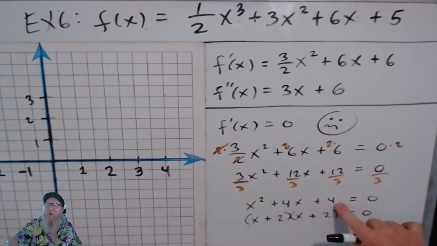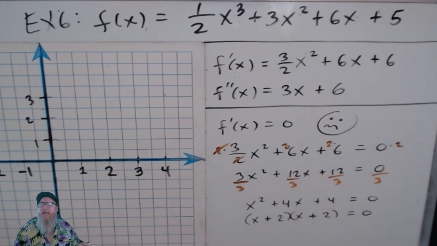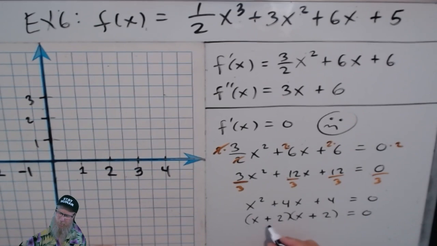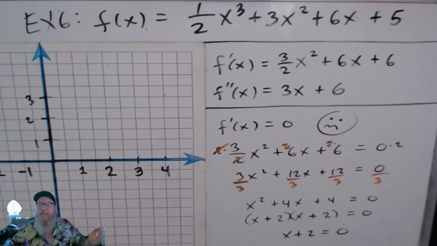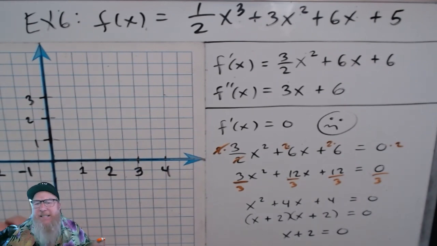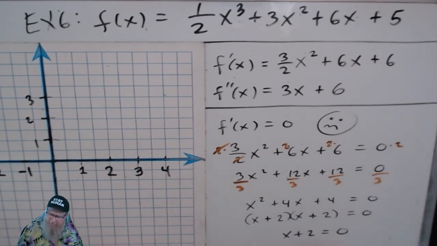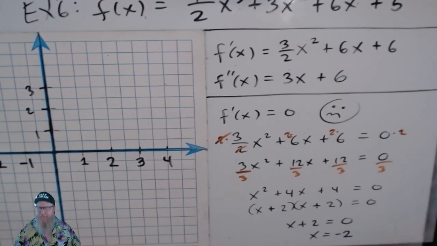2 times 2 is 4, and 2 plus 2 is also 4, so you get 2 copies of the same factor. When you get 2 identical factors, you don't have to solve them both. Just pick one of them because they're twins. You're going to get 2 copies of the same answer. I don't need to see both copies. Just one copy will be fine. And you're going to get x equals -2.